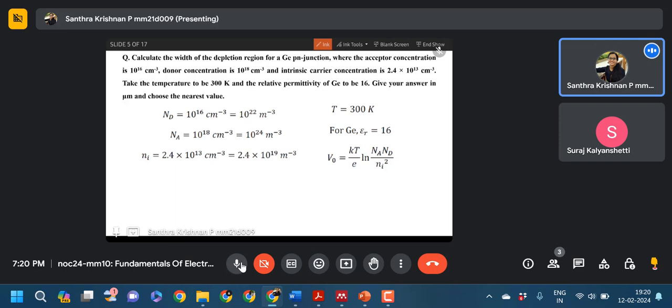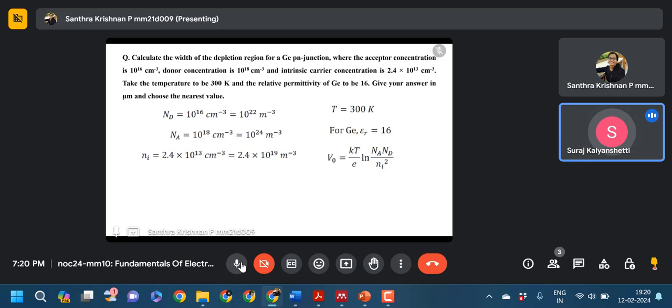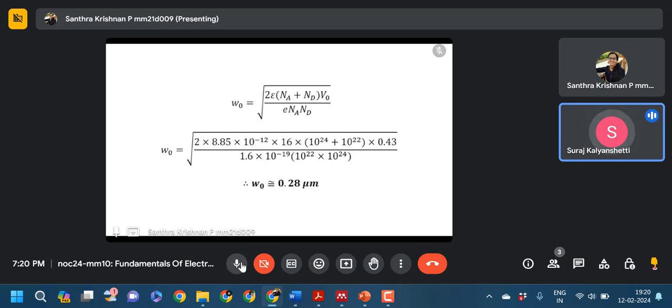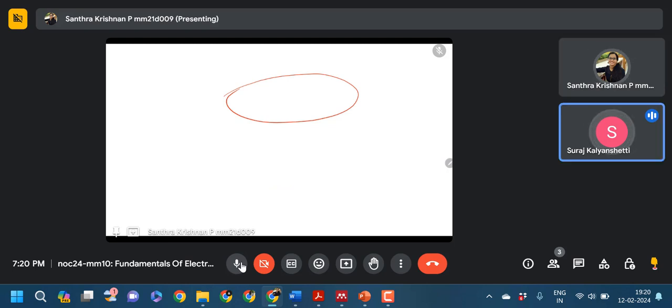Is anything given for the width? I think it is. Give me 1 second. This is the same equation, right? You showed me V naught, but I think the width is given in terms of V naught. Can you tell me the V naught equation? It is root of 2 epsilon V naught upon e into NA plus ND divided by, yeah, this particular equation. So first, like you did before, you will have to find V naught. Show me that again.